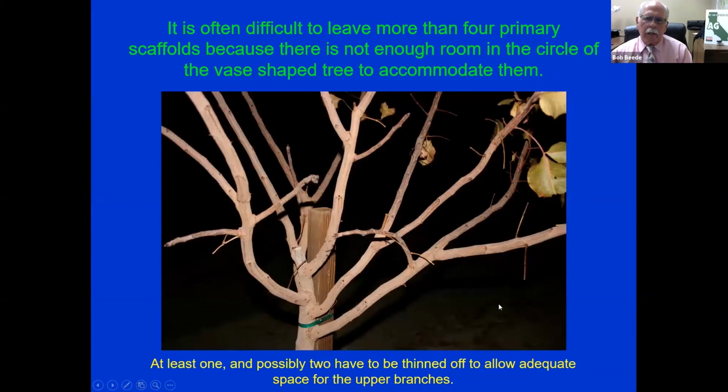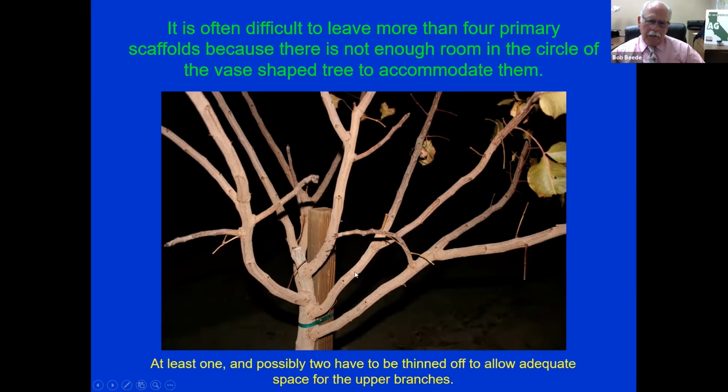Now here you see it's often difficult to leave more than 4 primary scaffolds because there's not enough room in the circle. And I could spend 15 minutes describing this tree to you, but I just want to point out the difficulty of the pruner. If this limb is not coming towards us, but is truly in the center of the tree, then you say, well, okay, that needs to go. I'm going to save this one, and this one. Now what am I going to do with these 3?